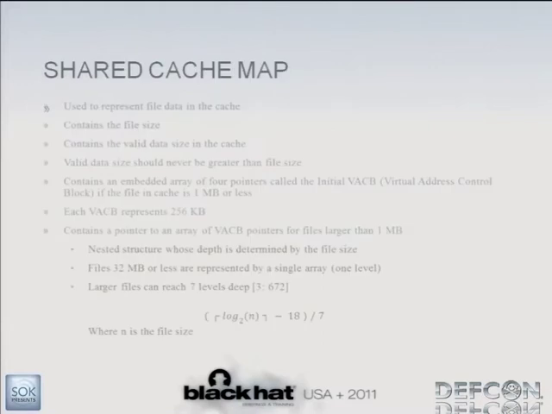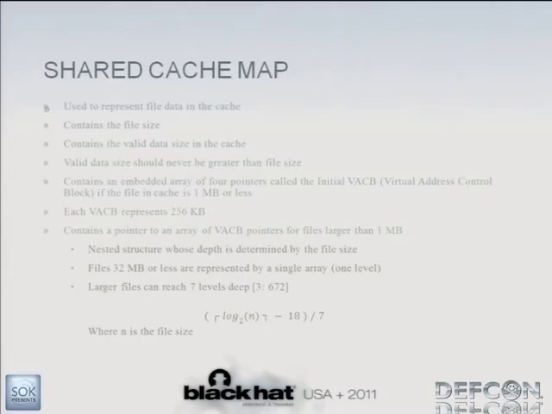So we've covered image section objects and we've covered data section objects. The last thing we'll touch on here is the shared cache map. The shared cache map is used to represent the file data in the cache. So if all other bets are off, if you don't have an image section object and you don't have a data section object, then you should go parse the cache structures in order to get as much data as is available. Now again, that may be nothing, or it may be more or less the whole file.